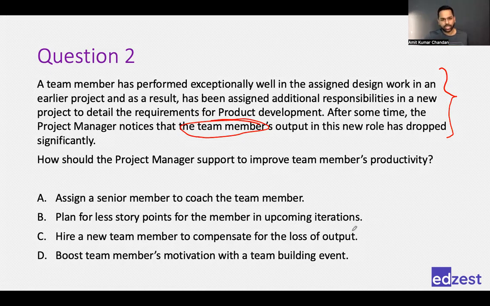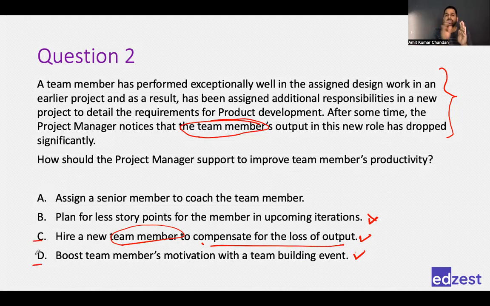The options, if you see, start talking about the whole team. Not in B. But if you look at C, hire a new team member to compensate for the loss of output. You're thinking about the team. So you have to focus on the team member and you are focusing on the entire team for both option C and option D.